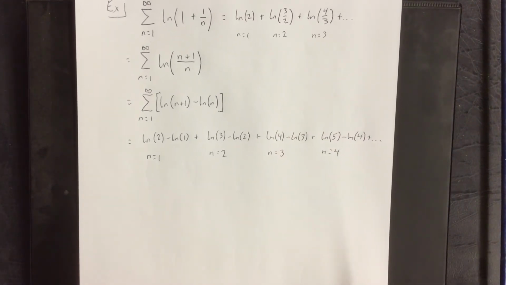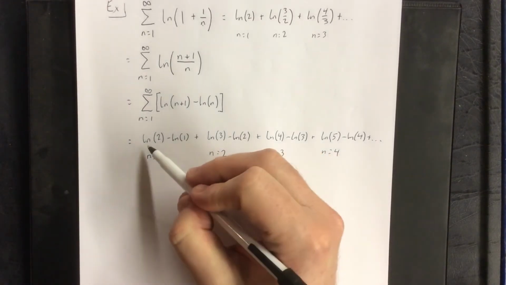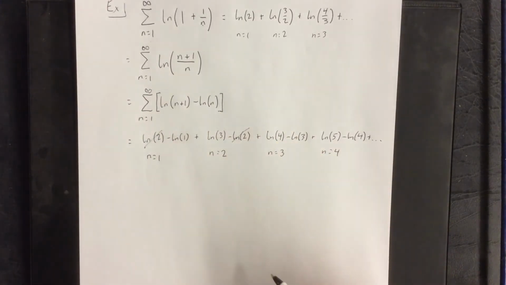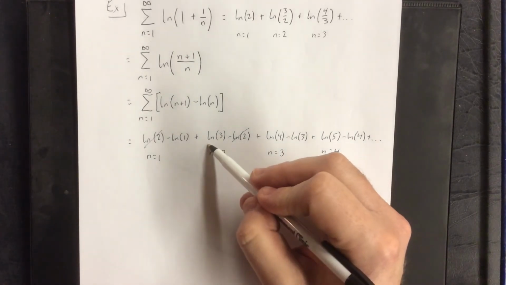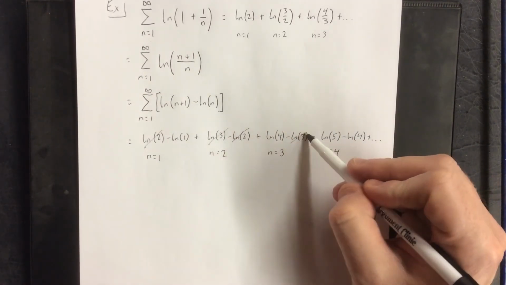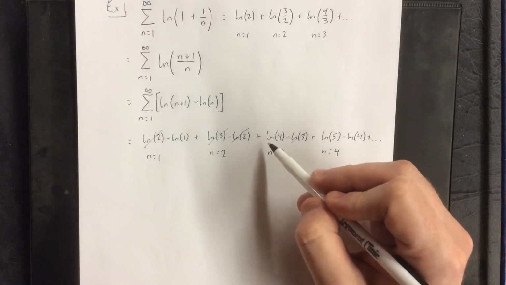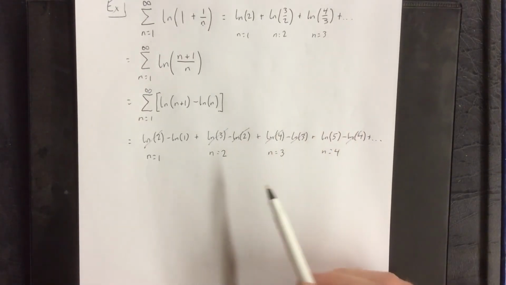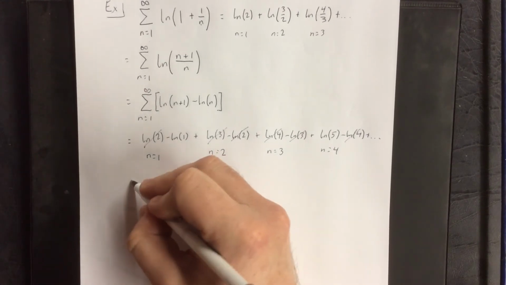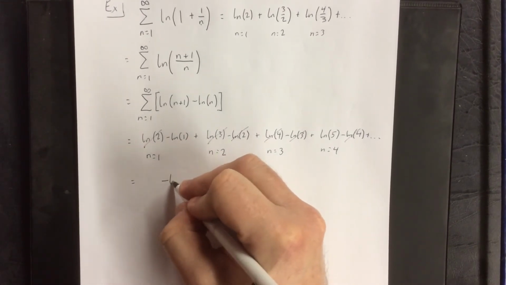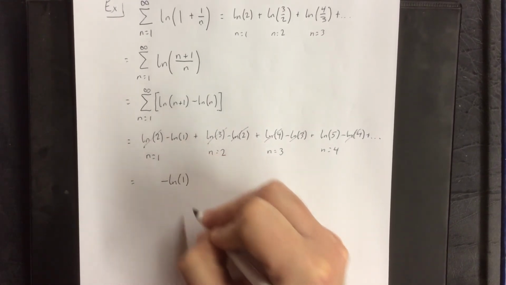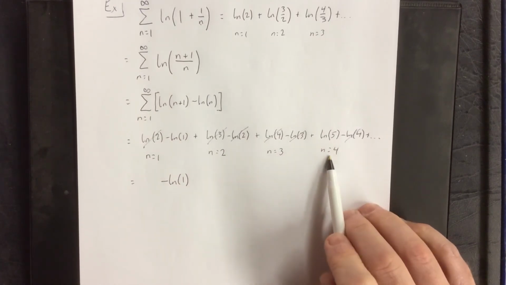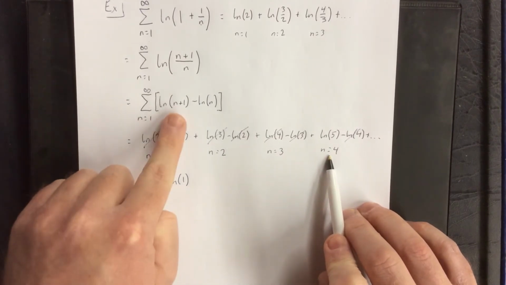So if we're looking for the things that cancel out here, I see a natural log of 2 minus a natural log of 2. Those cancel. I see a natural log of 3 minus natural log of 3. Those cancel. I see a natural log of 4 minus the natural log of 4. Those cancel. So it looks like from the first term, what we're not getting to cancel out is the negative natural log of 1. And the thing that's not canceling out from the last term is the natural log of n plus 1.